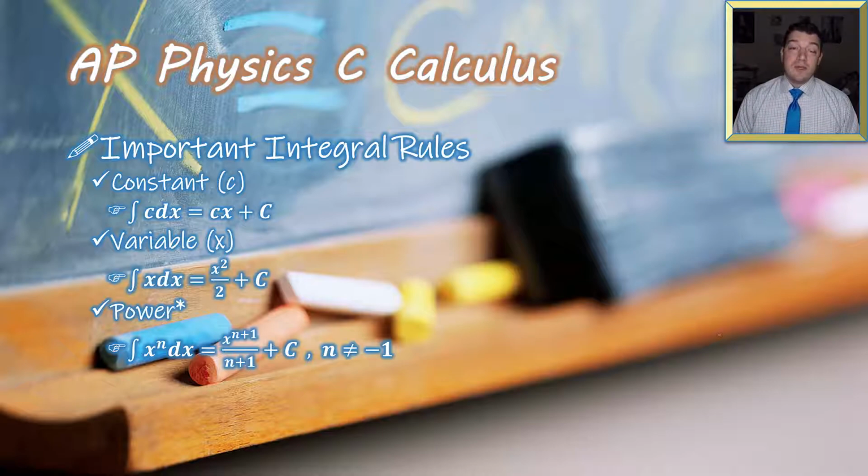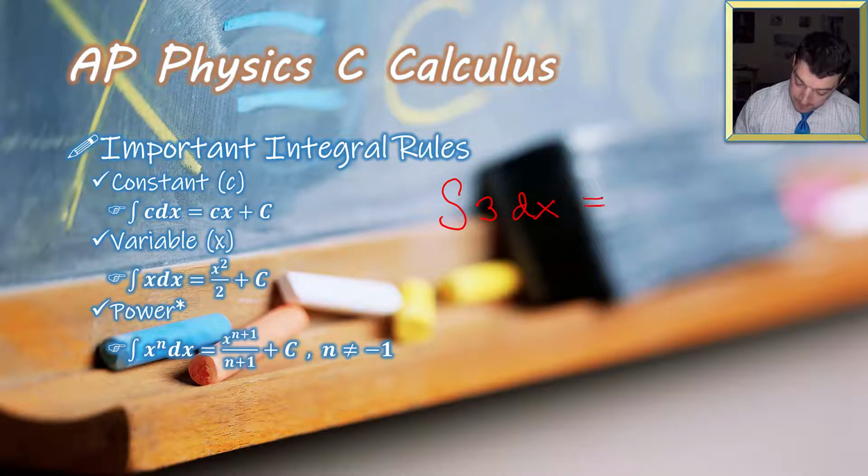Let's look at some examples for each of these. First, I'm going to integrate 3 in terms of x. 3 is a constant. The integral of that is 3x plus c. And we should be able to easily see that the derivative of a constant is 0, so c would go to 0. 3x, the derivative is 3, so if we were to take the derivative of this function, we would get back 3. Therefore, 3x plus c is the antiderivative of 3.